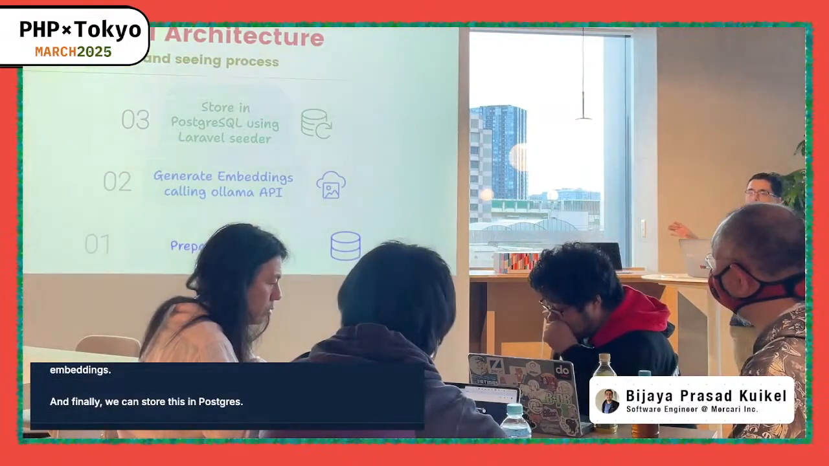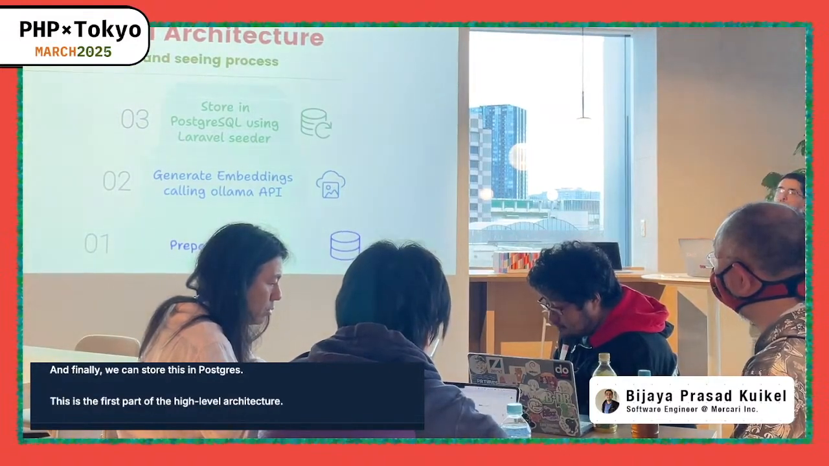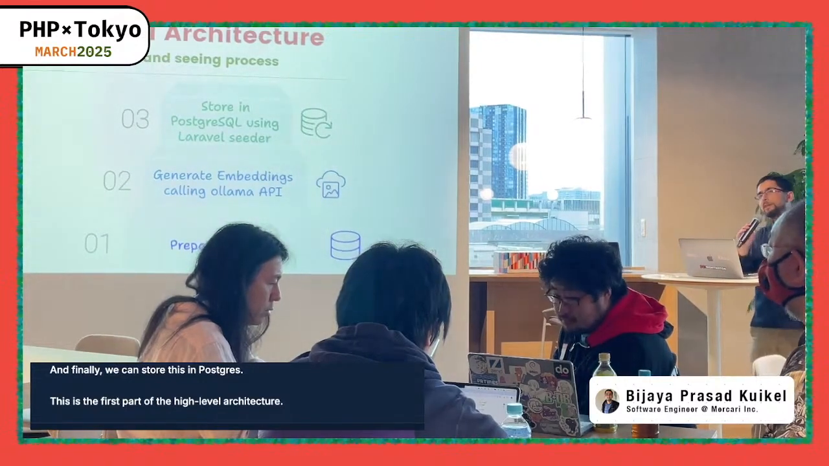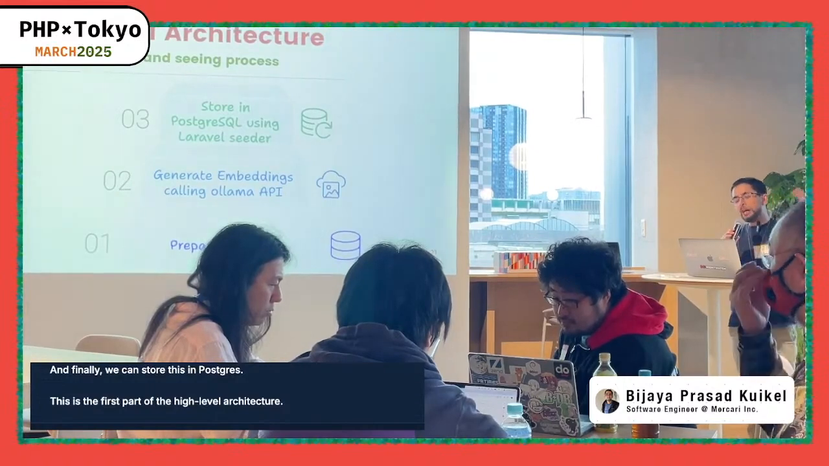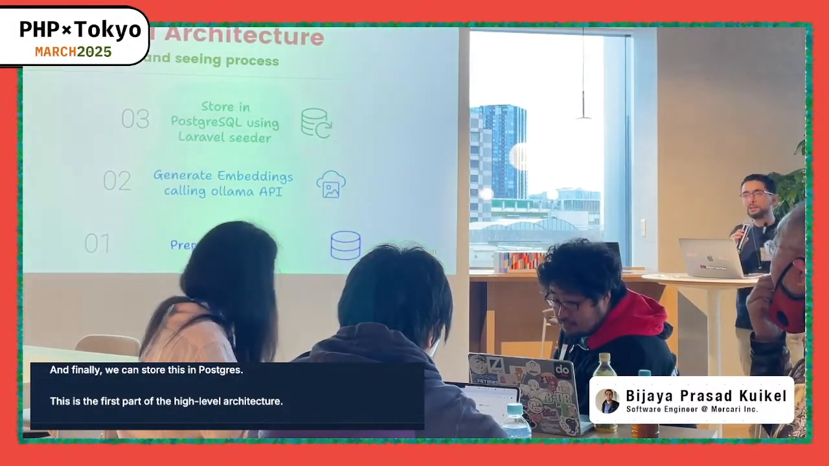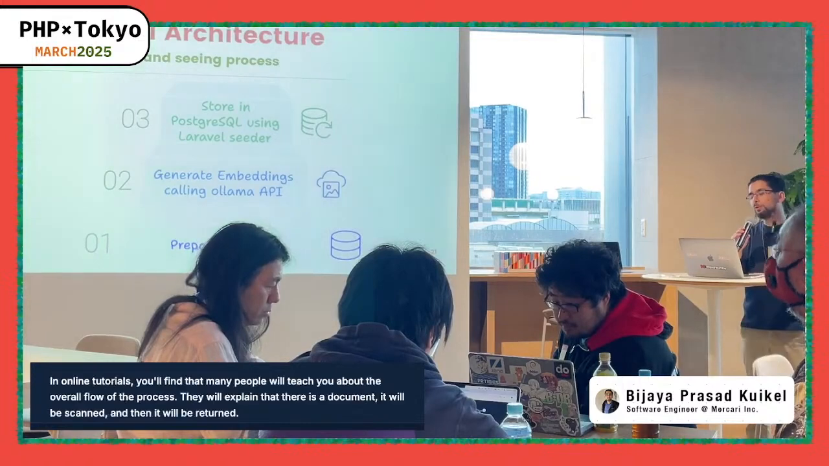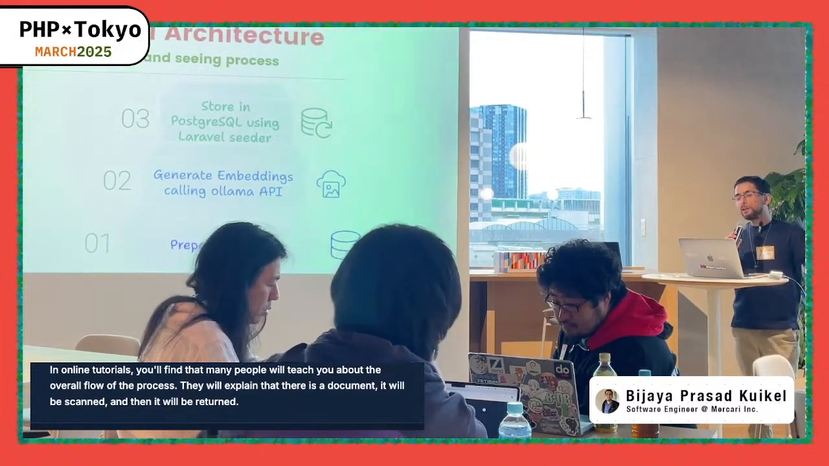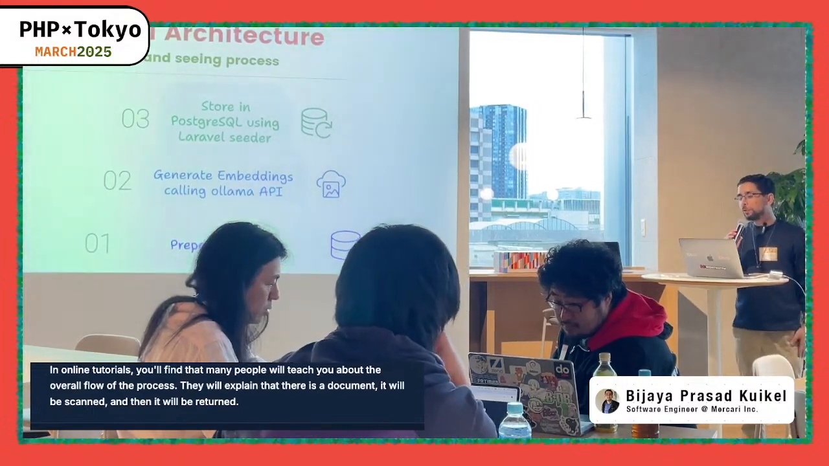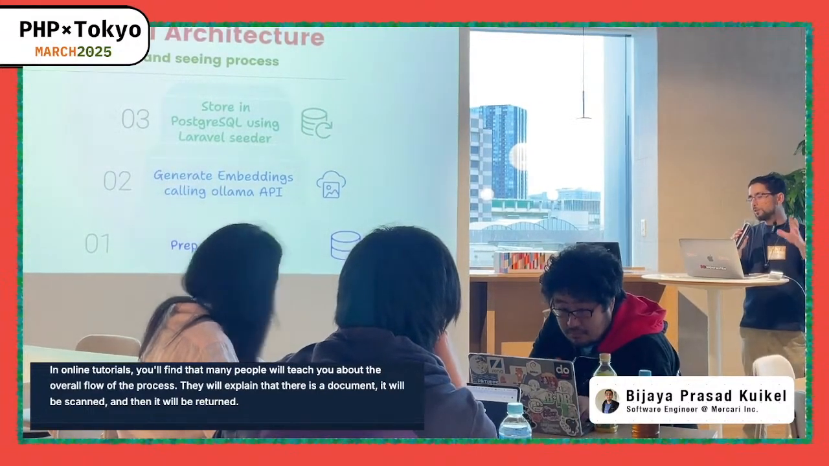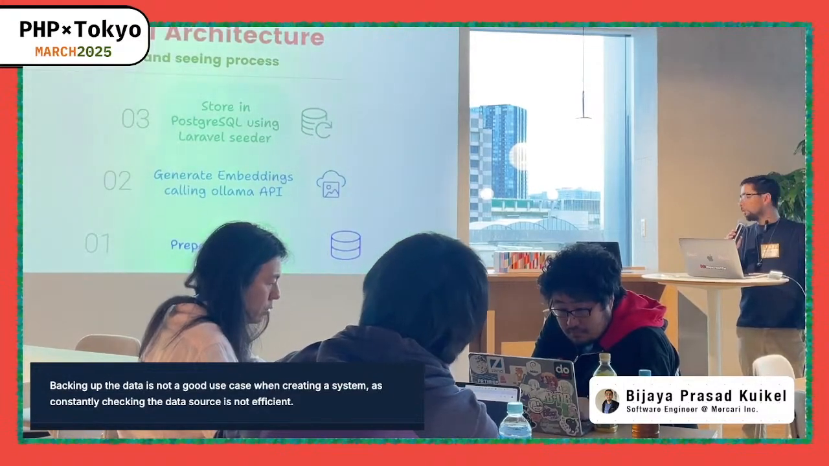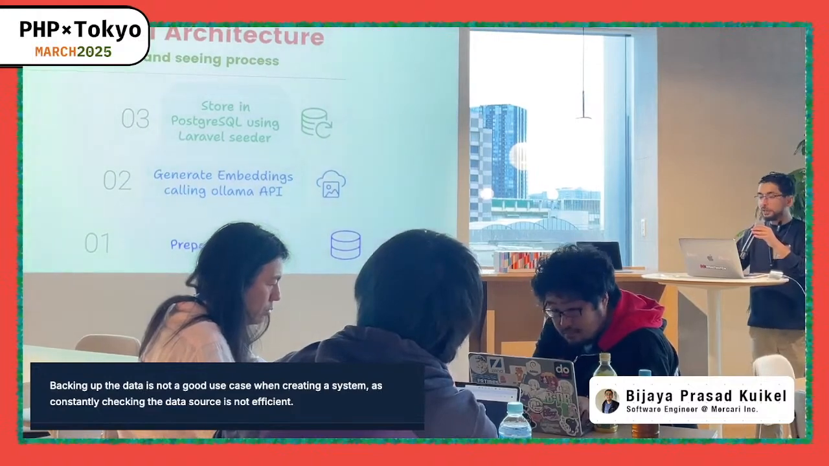In the tutorials on the internet, you can find that many people will teach you that for the overall flow of RAG, there is a document, they will scan it, and then at query time they will query and return back the data. But that is not a good approach when you are creating some sort of RAG, because looking into the data and searching every time is not a good idea. Instead, we can create some sort of database, store the data over there, and then fetch the data from there. That is the very basic thing that we can do.